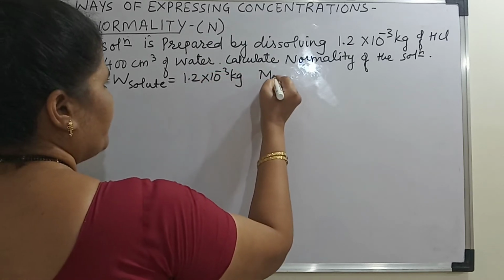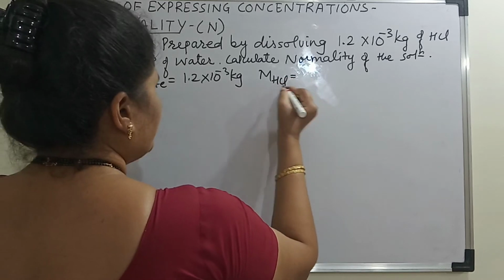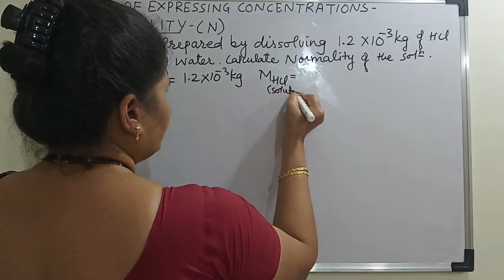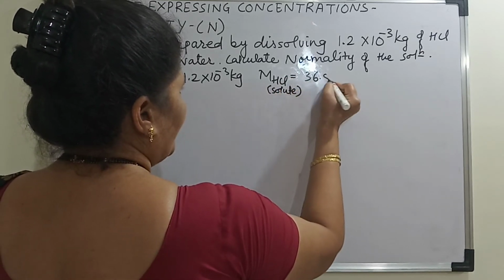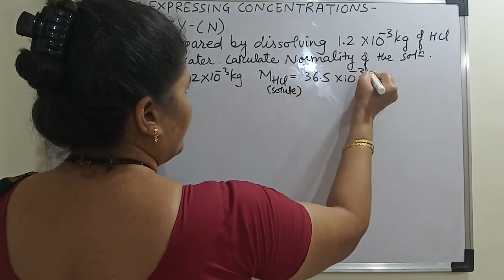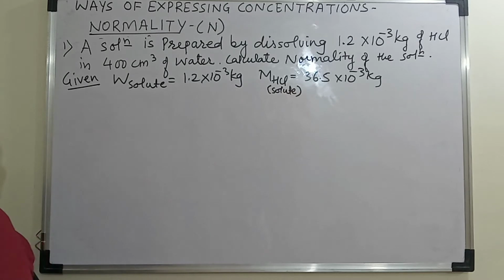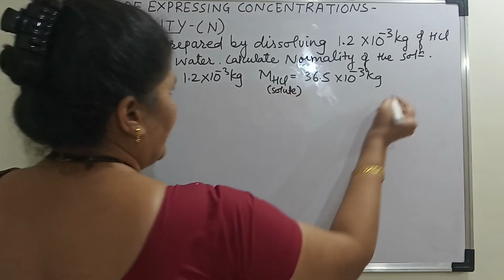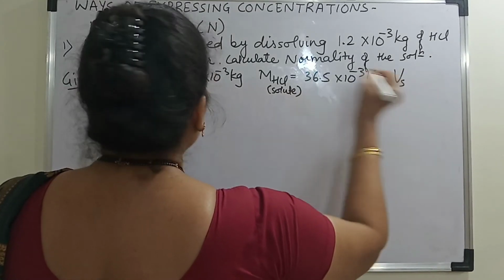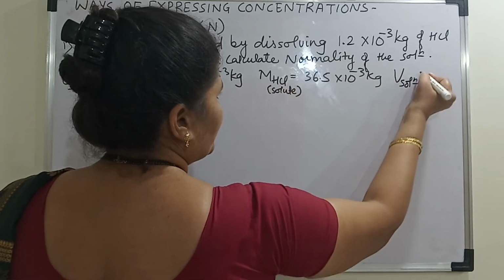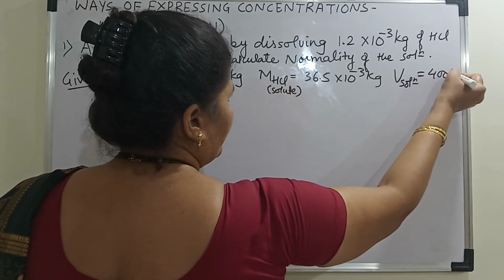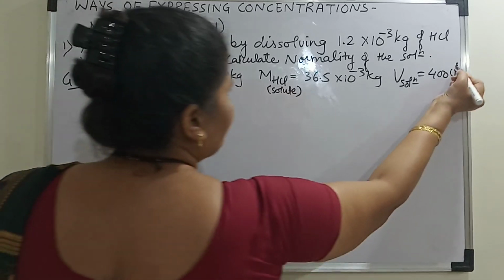You know the molar mass of HCl, and here HCl is the solute. So this is 36.5 into 10 raised to minus 3 kg. Why am I taking this also in kg? Because the given mass of the solute is also in kg. And next, the volume of the solution is given, and the volume of the solution here is 400 cm cube. So this is the given data.